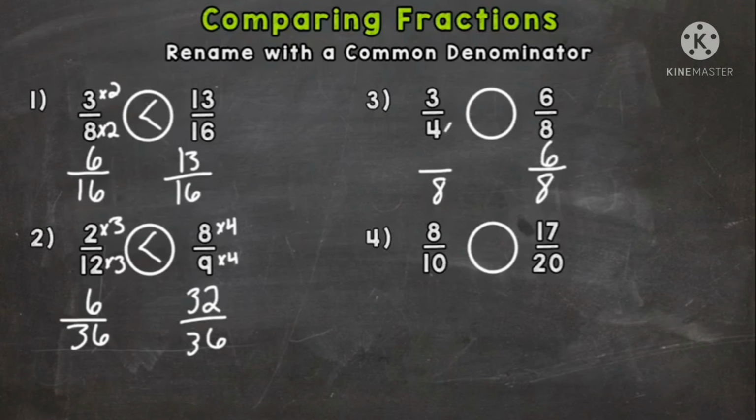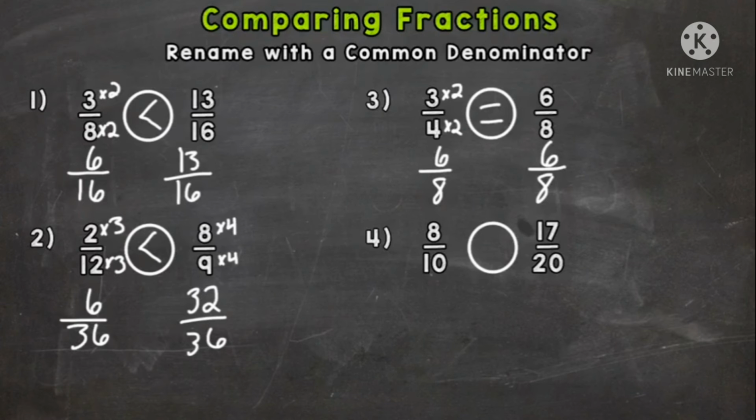3/4, okay, we need to think, well, 4 times 2 gives me that denominator of 8, so I need to do the same thing to the top. 3 times 2 gives me 6. So both sides are equivalent to 6/8. So both these fractions are equal. So 3/4 is equal or equivalent to 6/8. Let's take a look at number 4.